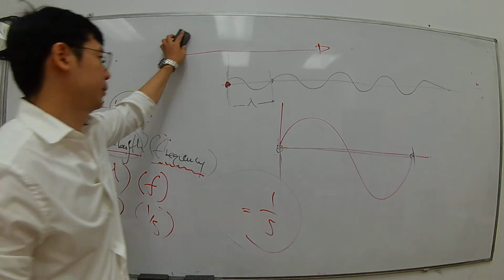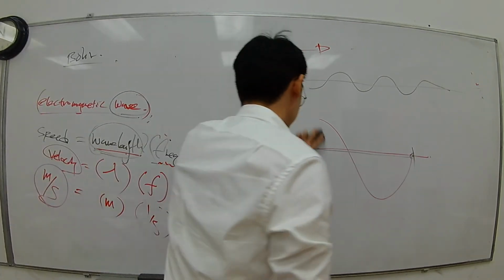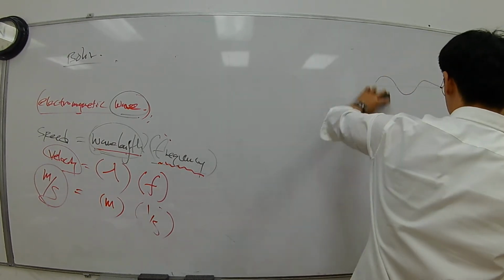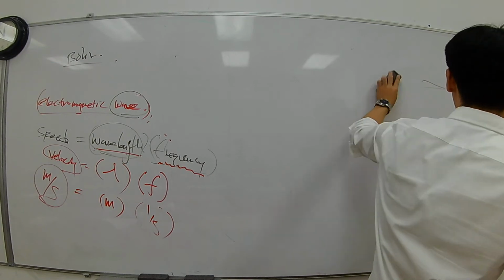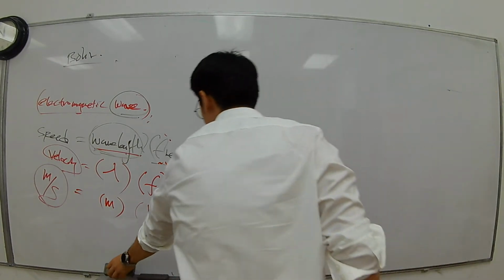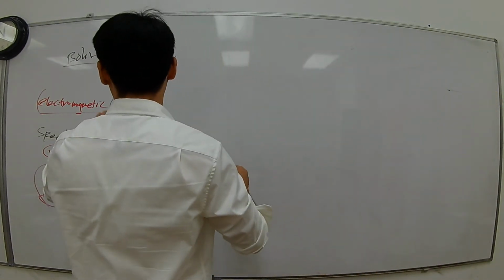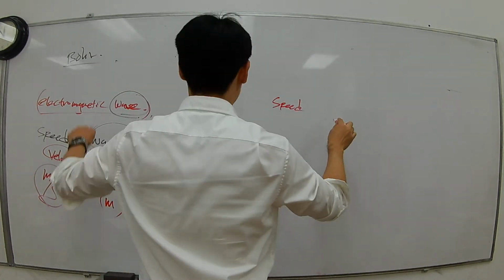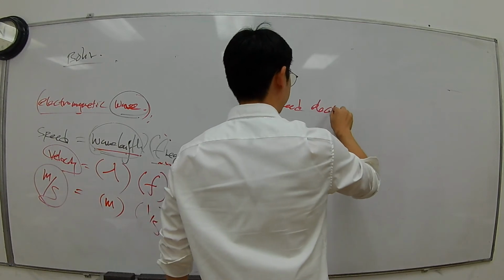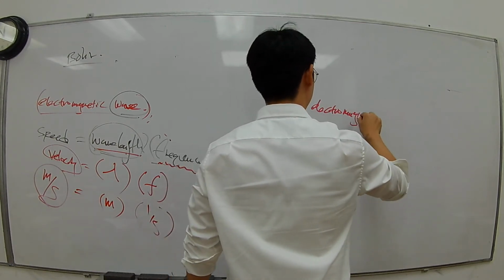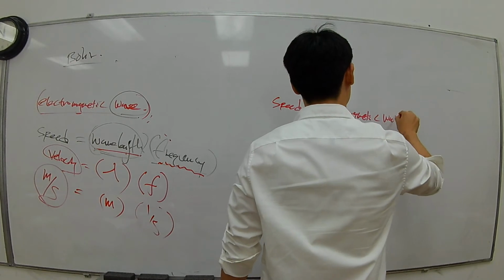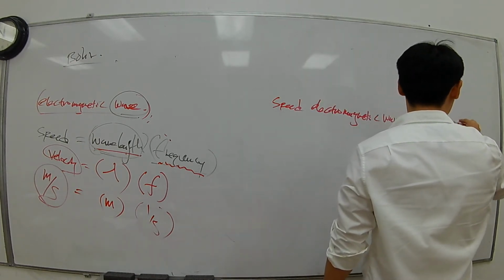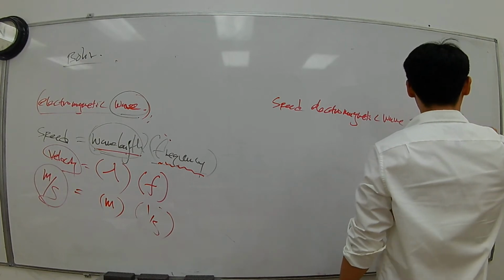And now, for electromagnetic waves, which is like visible lights and infrareds and UVs and all, speed of light. So for electromagnetic waves, okay? Speed of the wave, electromagnetic wave, is equal to 3.0 times 10 to the power of 8 meters per second.